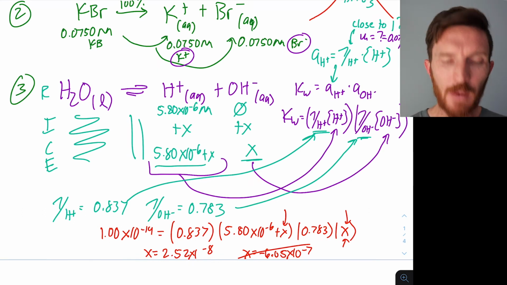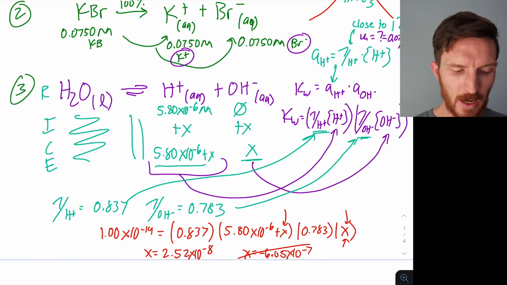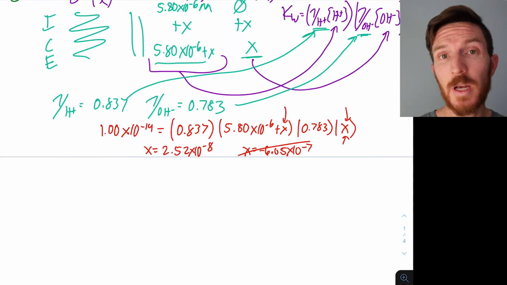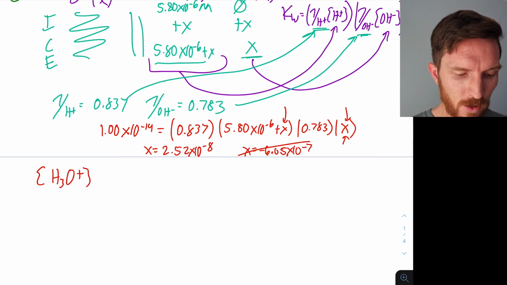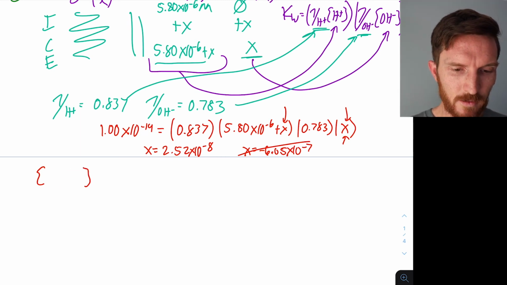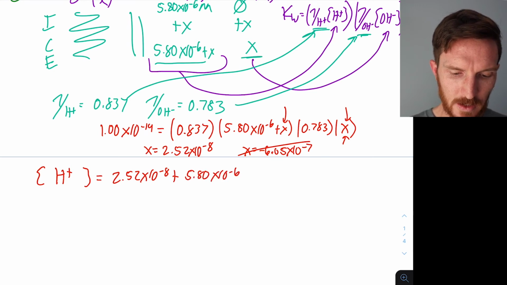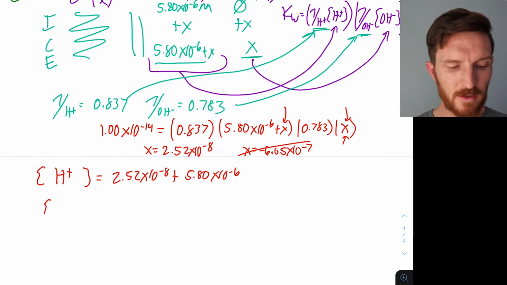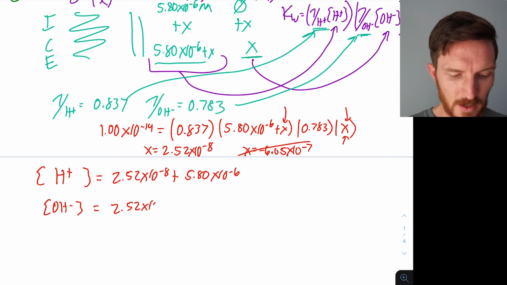Well, now once we have that, we've got to do some work identifying some information relative to the pH. So we could do this one of two ways, okay? Let's think about what we know. We know the actual concentration of H+, we've been using H+, so let's keep it that way, is 2.52 times 10 to the negative 8th plus our 5.80 times 10 to the negative 6th. So that's our x plus the 5.8 times 10 to the negative 6th. We also know our concentration of hydroxide is 2.52 times 10 to the negative 8th.